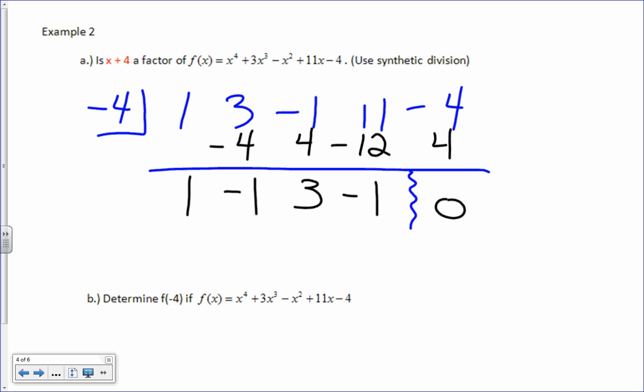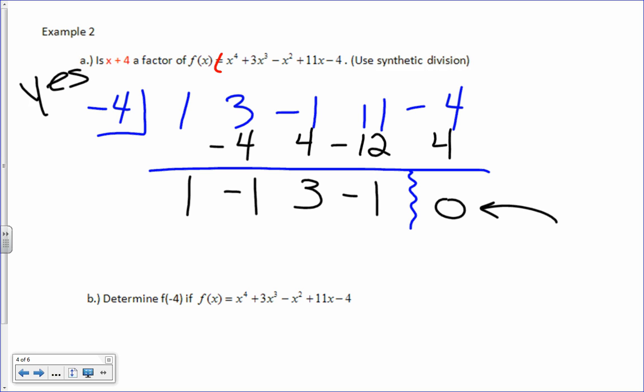So at this point, can you answer the question? Yeah, you can answer the question quite easily. Is x plus 4 a factor? Yes, because it divided out perfectly. The remainder is 0. So really the answer to the question is yes. But let's just make sure that we know what was left over.